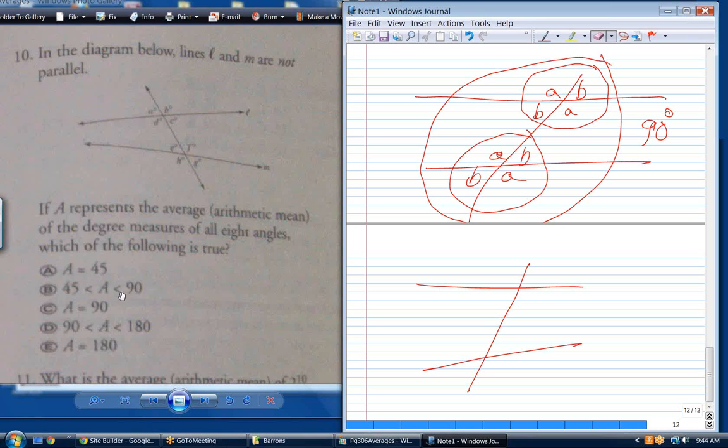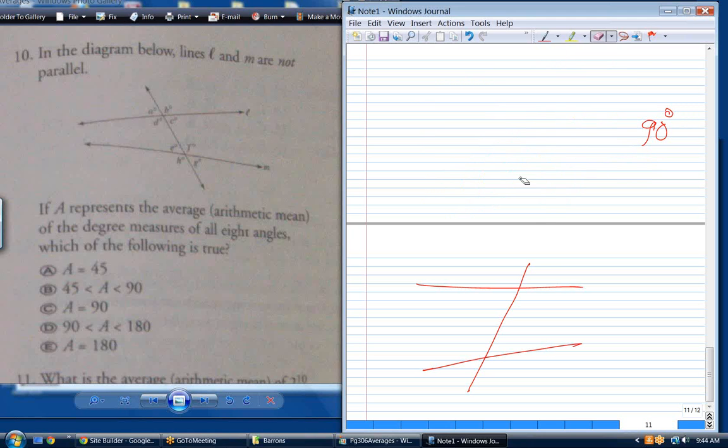Okay. Pretty straightforward. The only part of this that's interesting is the fact that they tried to trick us by telling us those lines weren't parallel. I know, as soon as they did that, I wasn't sure if it was still 360 degrees. I wasn't either until I thought about it and realized those 4 angles still have to add to 360, no matter what.